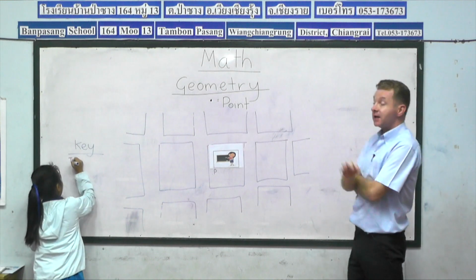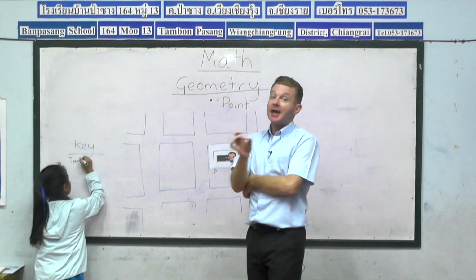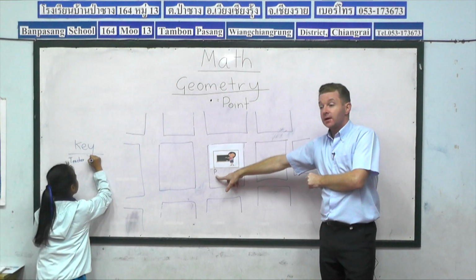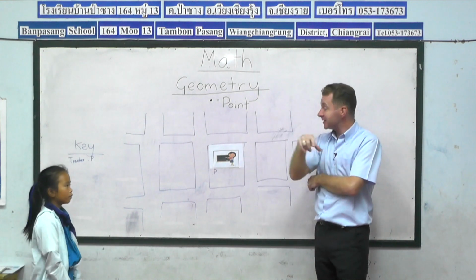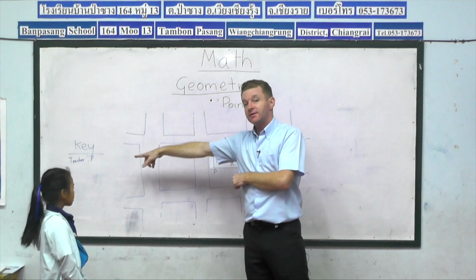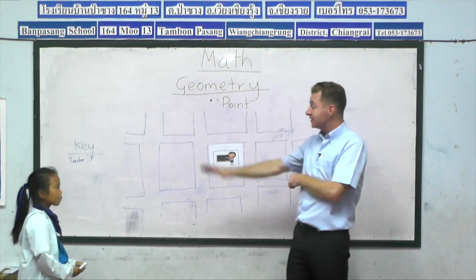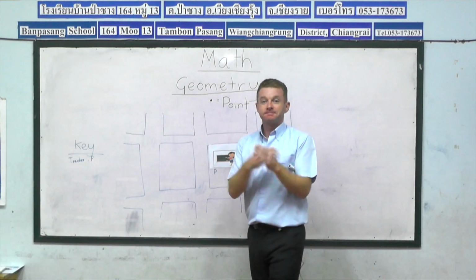Teacher, T, E, A, C, H, E, R. And the teacher is at point P. You see, it doesn't always have to be A, B, C. We can have teacher, point P. Prell, that was brilliant. High five and a big round of applause for Prell, please, guys.